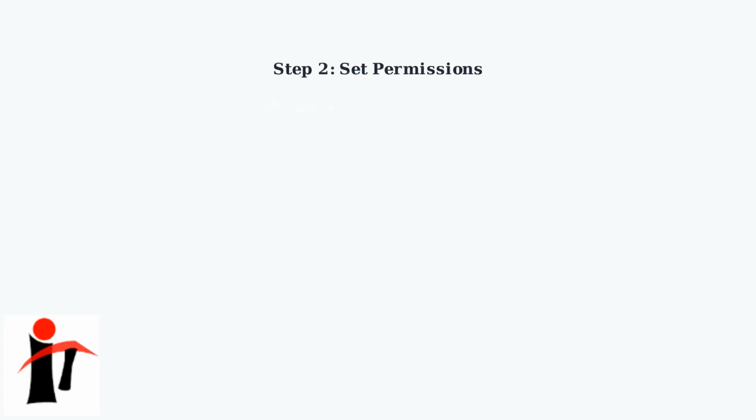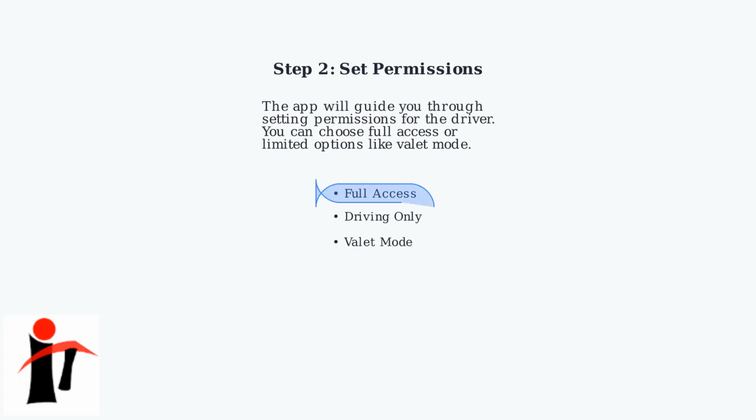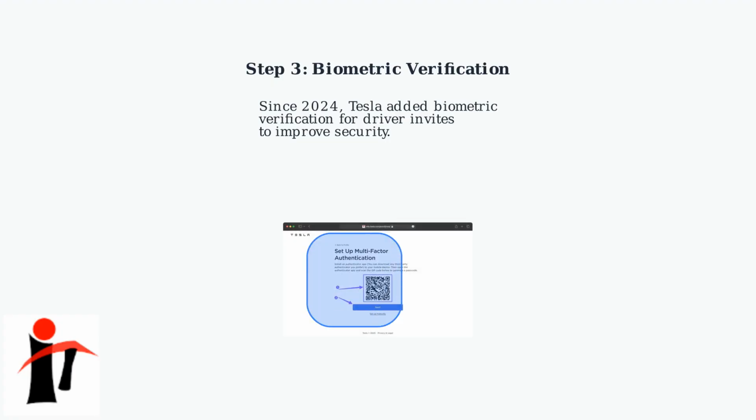Once the contact is entered, the Tesla app will guide you through setting up permissions for the new driver. You can choose from options like full access for trusted drivers or limited permissions for specific situations. For enhanced security, Tesla introduced biometric verification in 2024. This helps ensure that only authorized individuals are added as drivers to your vehicle.